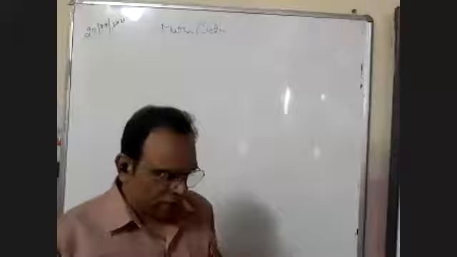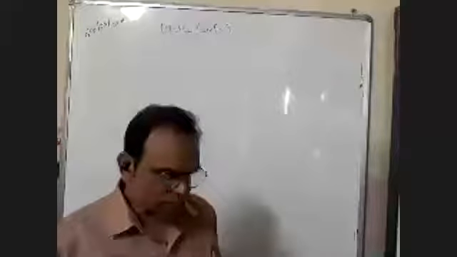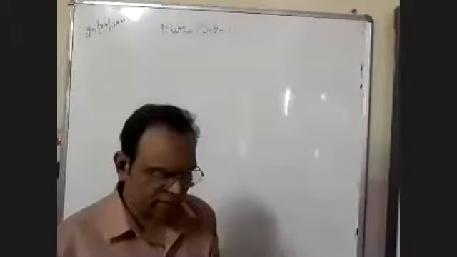Now we have completed question number 4. Now we are starting question number 5. List all the elements of the following set. A equal to x such that x is an odd natural number.